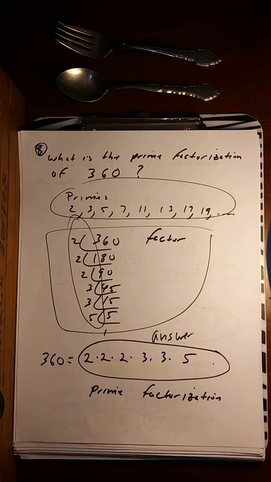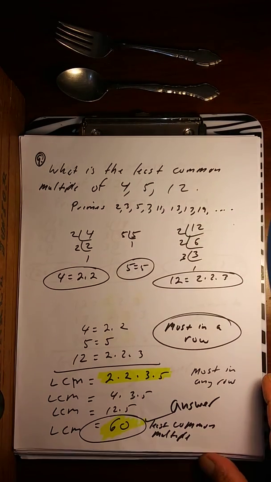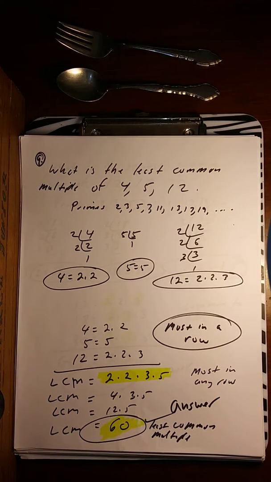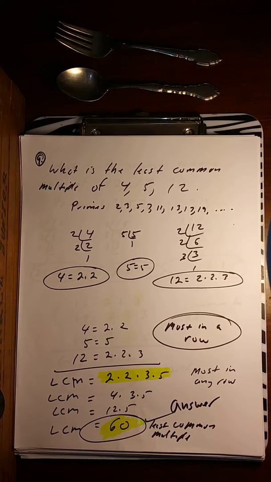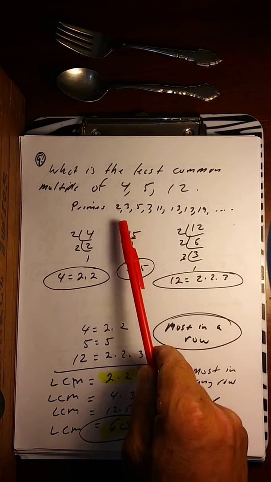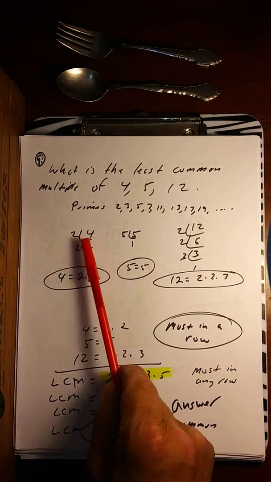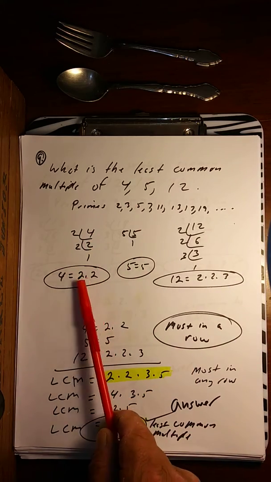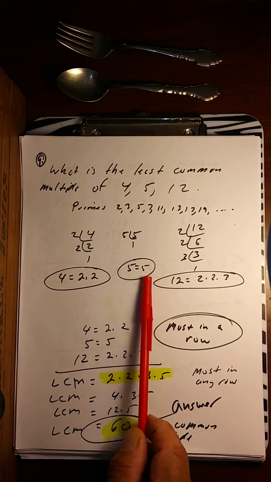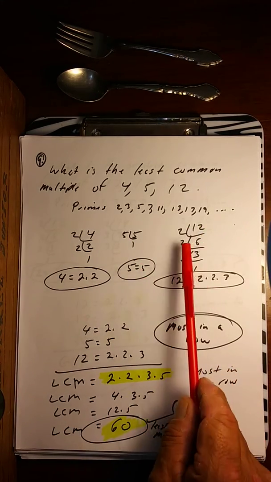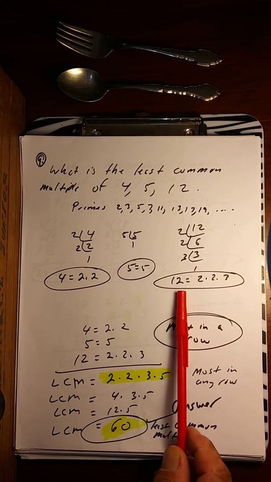Alright, next one. What is the least common multiple of 4, 5, and 12? Prime numbers again. 2, 3, 5, 7, 11, 13, 17, 19, goes on. Let's start with a 4. 2 divides 4, 2. 2 divides 2, 1. So 4 is 2 times 2. 5 divides 5, 1. That's it, we're done. 2 divides 12, 6. 2 divides 6, 3. 3 divides 3, 1. So 12 is 2, 2, 3.